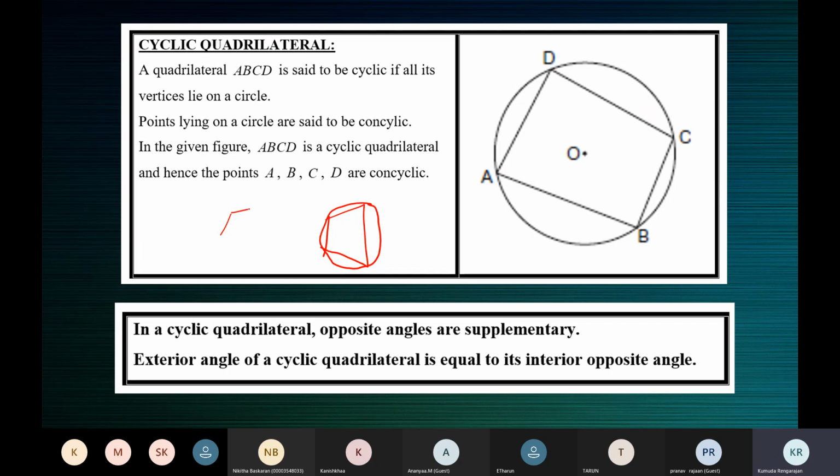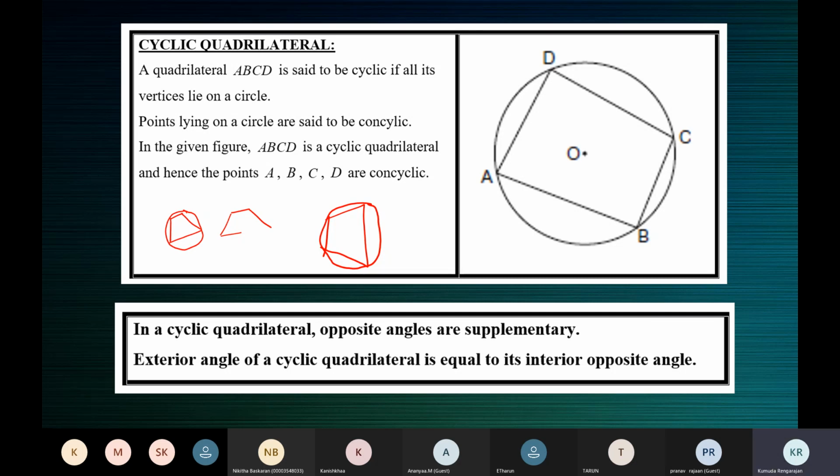You have a quadrilateral. If you can draw a circle passing through all the four vertices of the quadrilateral, then the quadrilateral is said to be a cyclic quadrilateral.